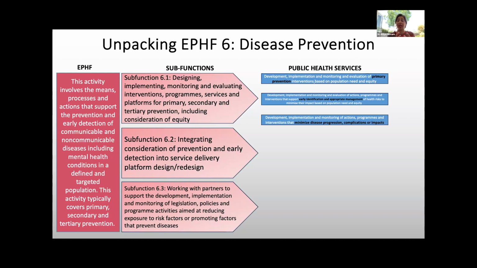If I had to give you an example of what these public health services could be, the primary prevention service could be, for example, the development of a national immunization guideline, for example, around HPV, if we take cancer as an example. The early identification and appropriate management could be around the development of national cancer control programs, for example, around early screening and detection of cervical cancer. And then if we look at minimizing disease progression, complications, or impacts, the activity or public health service there could be ensuring access to palliative care.